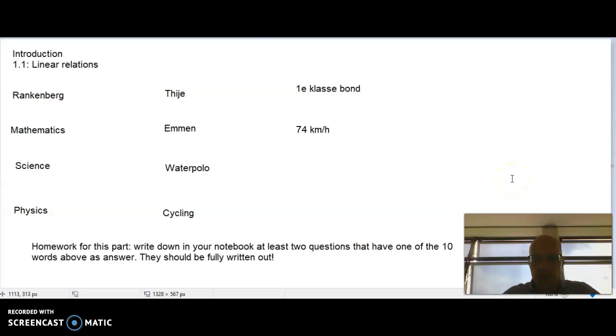The first lesson is, of course, a bit of getting to know each other, but we're going to get straight in as well. So we have an introduction, and we're going to get started with the first paragraph of the first chapter, so 1.1. That's called linear relations.